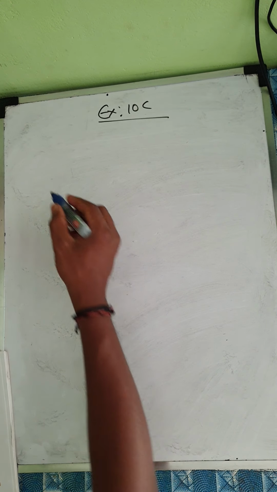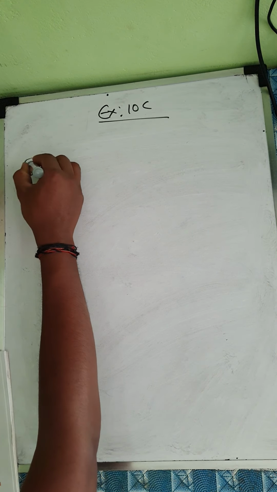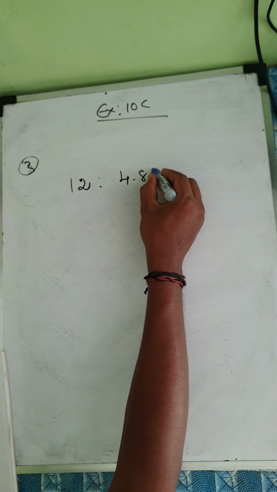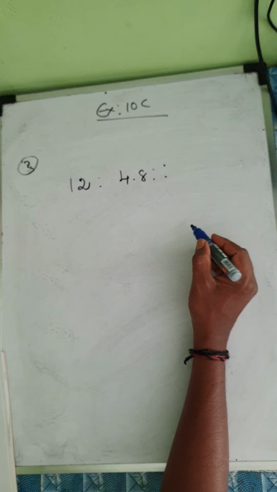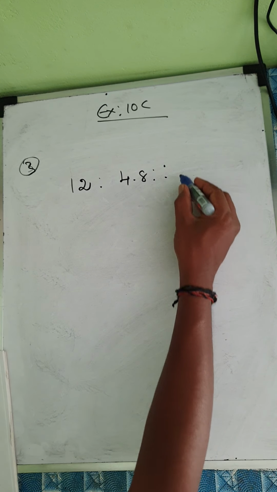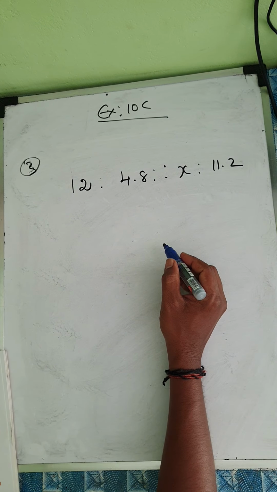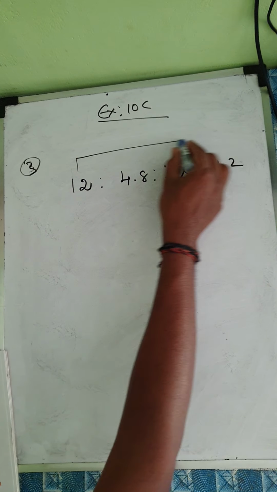Question number 3 is given: a dozen mangoes weigh 4.8 kg, and how many mangoes will weigh 11.2 kg? Okay, a dozen means 12, so 12 mangoes, the weight is given 4.8. That means how many mangoes will weigh 11.2? Okay.